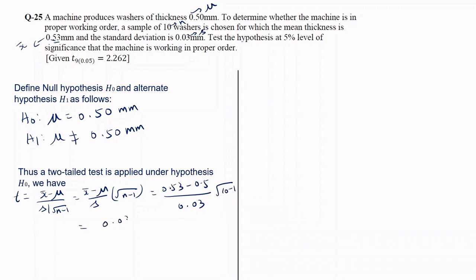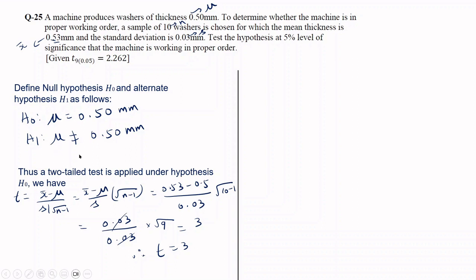So this is 0.03 upon 0.03 into root of 10 minus 1, which is root 9. So this is 3. Therefore, T equal to 3. So this is the calculated value of T. Now the table value of T is 2.262. Since the calculated value of T is 3, it is more than the table value.